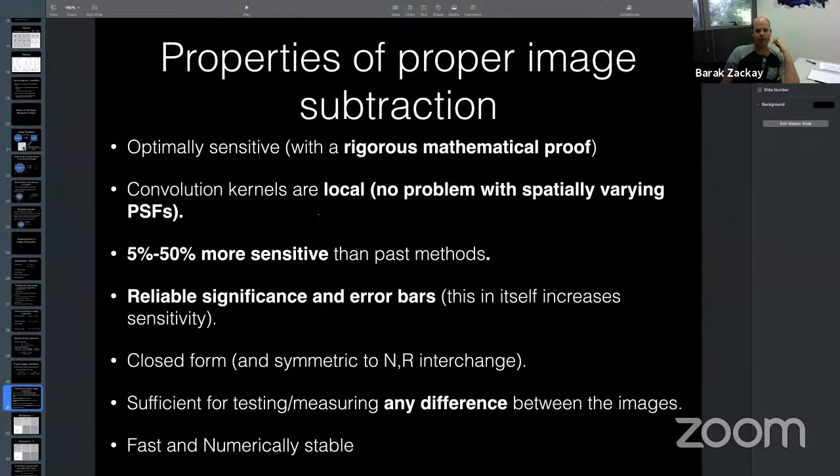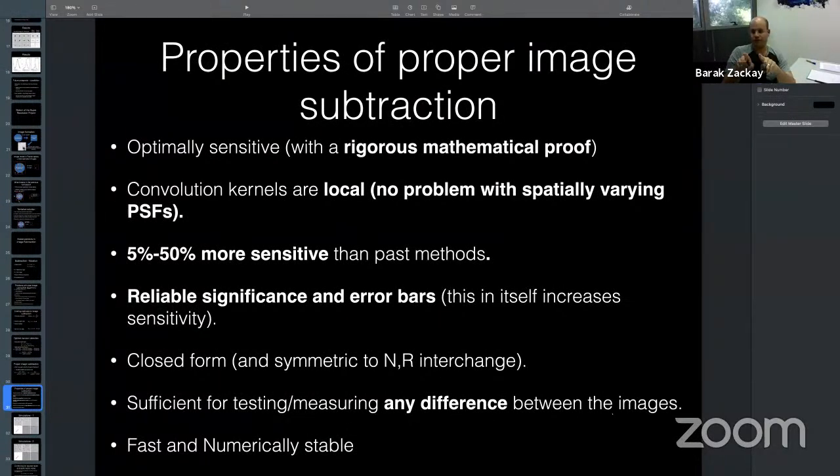The convolution kernels are local. It is many times more sensitive than the past methods. It gives reliable significance and error bars, and this in itself increases sensitivity because you now can reduce the thresholds for detecting transients. And it has a closed form, so there's no optimization problem to solve. And it is a sufficient statistic for measuring any difference between the images.